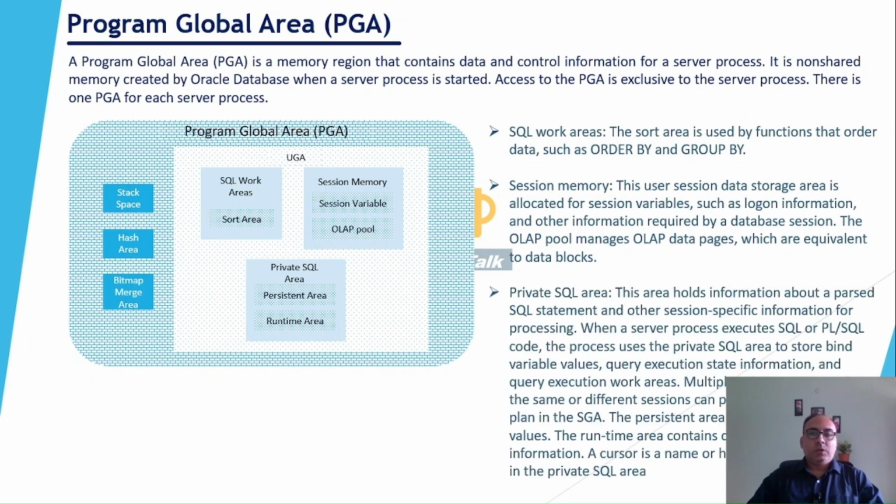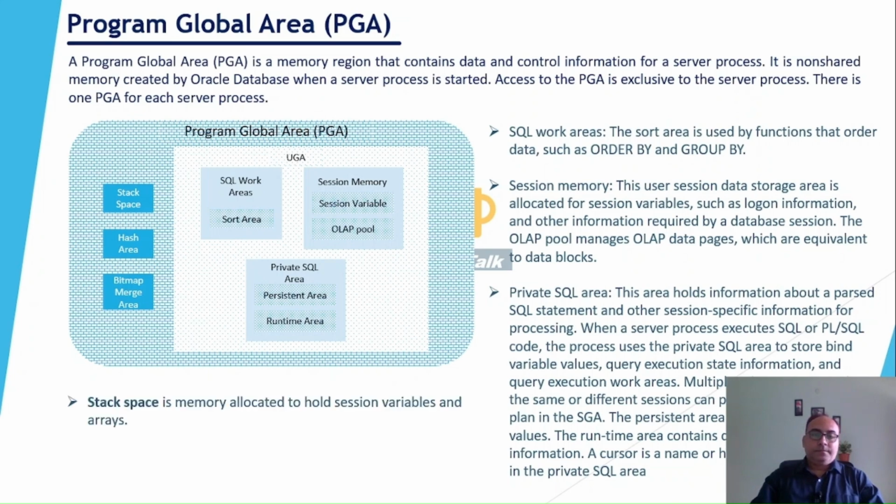Then we have private SQL area. This basically holds information about a parsed SQL statement and other session specific information for processing. Under private SQL area, there are two areas, persistent area and runtime area. The persistent area basically contains bind variable values, and the runtime area contains query execution state information. A database cursor also uses private SQL area.